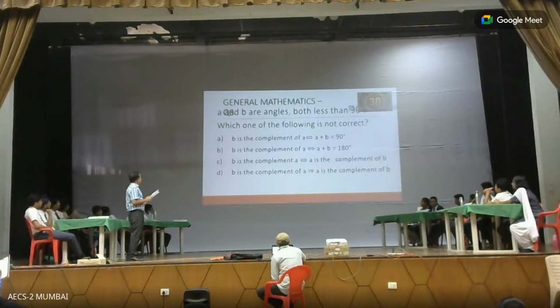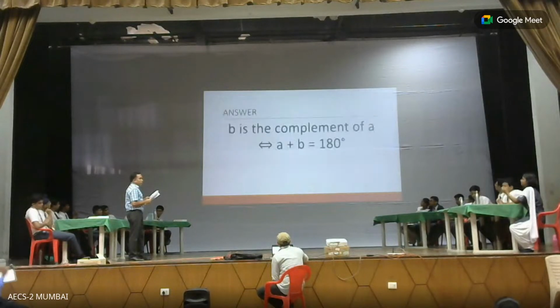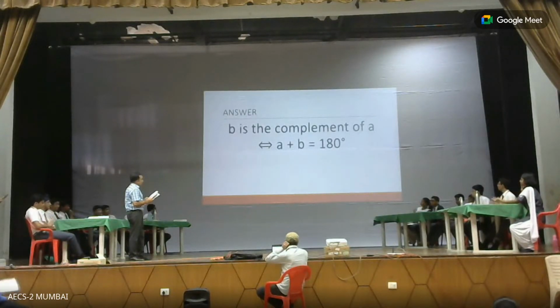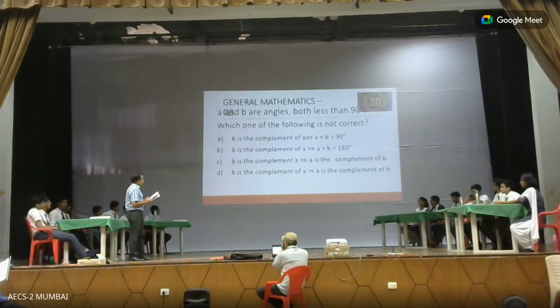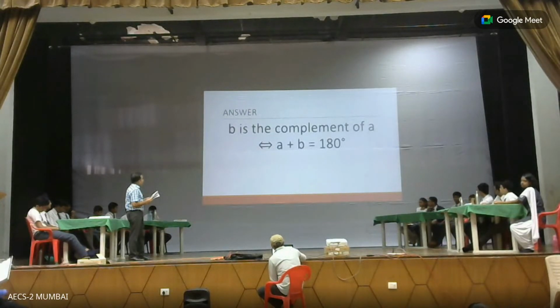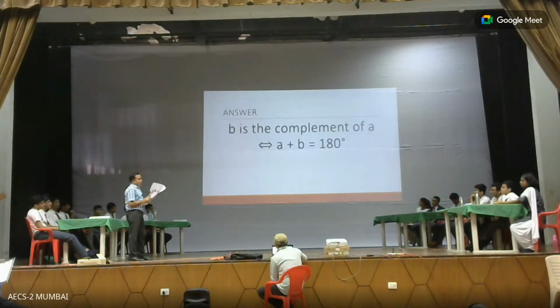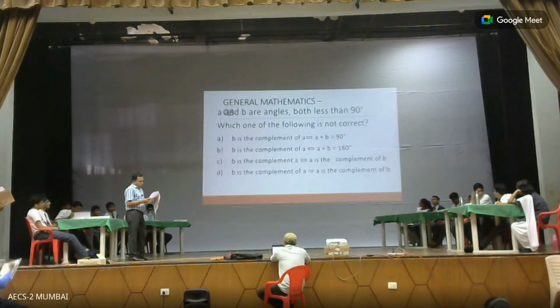Option B. B is the complement of A implied by A plus B equal to 180 is not correct. Option B is not correct, and you are perfectly correct. So plus 10 to Aryabhatta. The rest of the options were correct, and the wrong one was to be selected, and the wrong one is nothing but option B, which says B is the complement of A implied by A plus B equal to 180. Actually, it should be how much? 90. Complement means their sum should be 90. Right. So this was the last question.